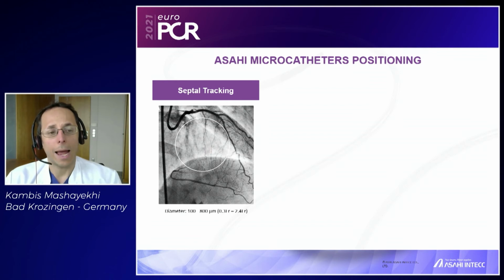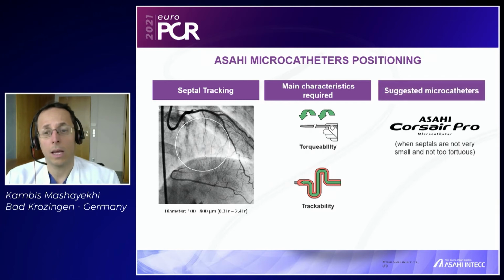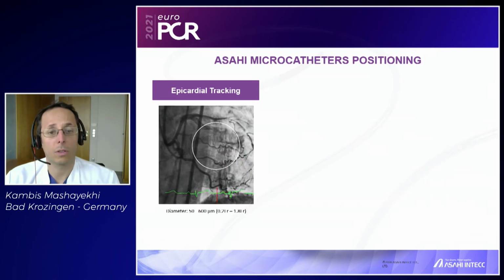Regarding the anatomy once you cross CTOs, you are often going retrograde via septal channels, right? The septal channels can have different diameters, from 0 to 3 French, CC0 to CC1, going up to CC2, and can even be very large, right? So you should use a device that you can really torque and that also has good trackability. This can be done by the Corsair Pro when the septals are not very small and not too tortuous, but if they're really tiny and tortuous septals, you actually have to use the Corsair Pro XS, which is the better device for this kind of circumstance.